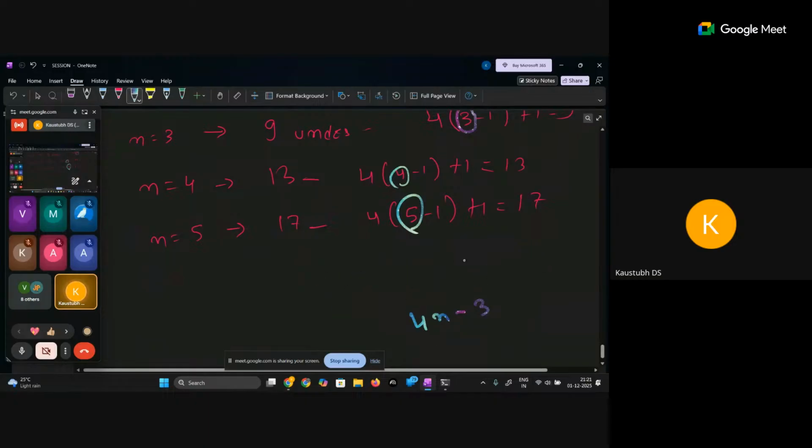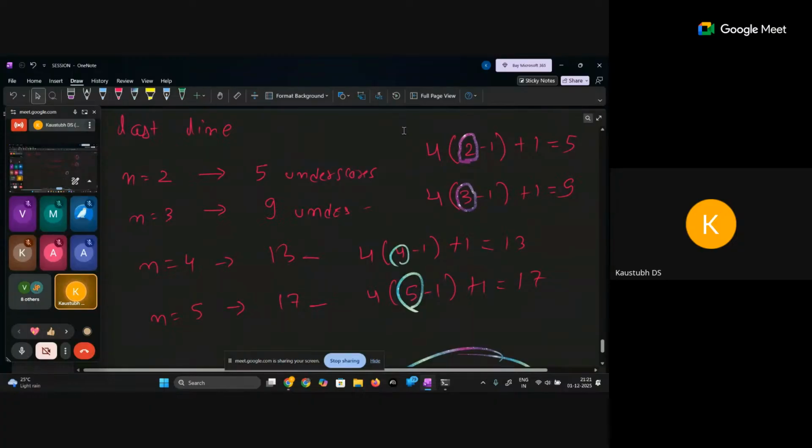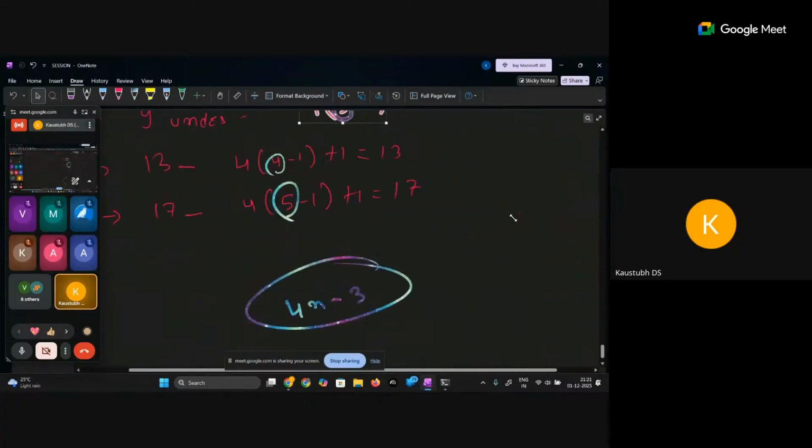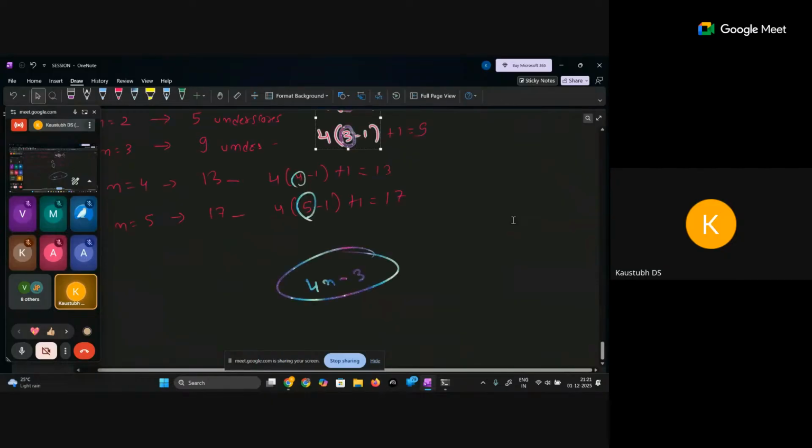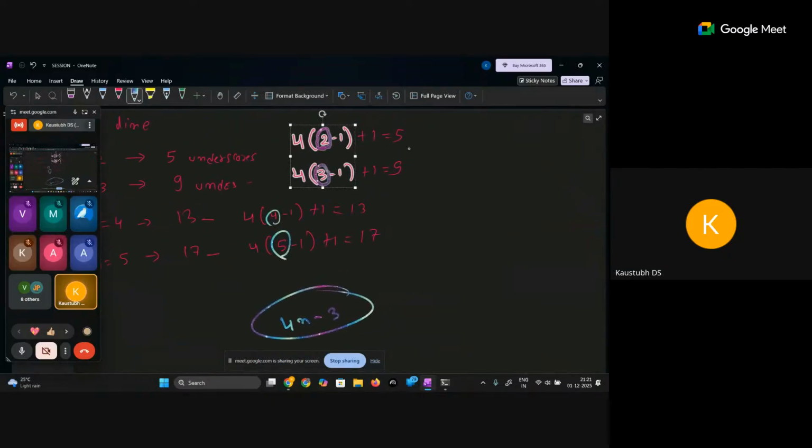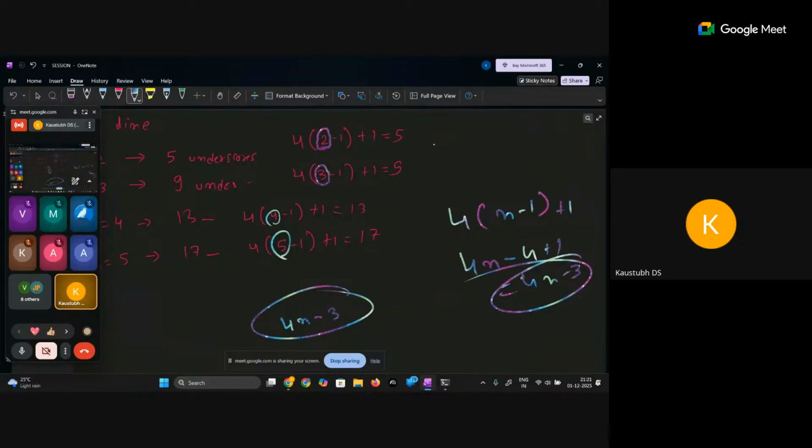Okay, no problems in there. So everyone, you can do 4n minus 3, or you can use this one which I figured out. Both work, no problems here. So this is basically 4 times n minus 1 plus 1, right? Which is 4n minus 4 plus 1, which is 4n minus 3 after all. So we are just doing 4n minus 3. Okay, got it.